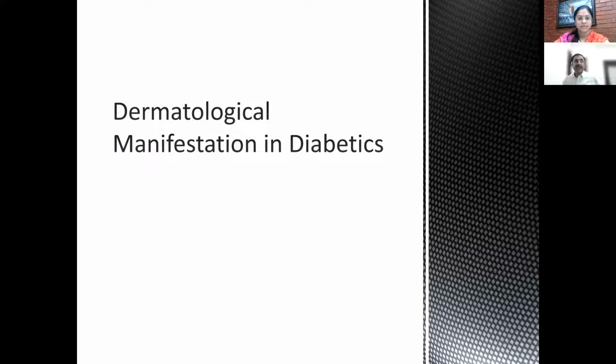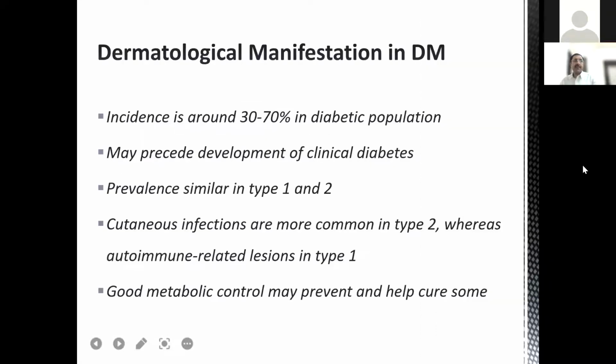Good afternoon, everyone. So today we are going to discuss dermatological manifestations in diabetes. The incidence of dermatological manifestations in diabetes is to the tune of 30 to 70%. So it's very, very common. Day in and day out, we see a lot of patients with diabetes who come to us with skin complications. And many times we see patients developing these skin lesions before the development of diabetes.